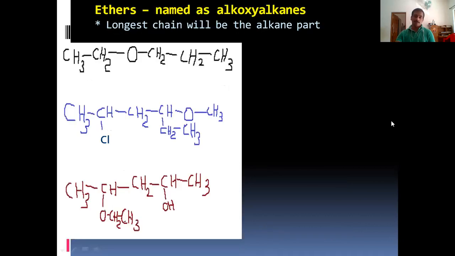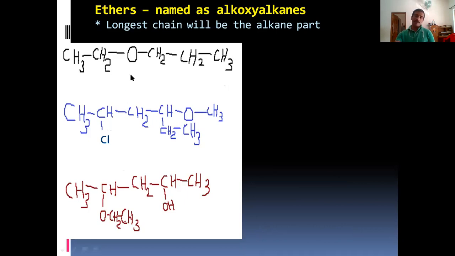Now ethers. Ethers are named as alkoxy alkanes. The longest chain will be the alkane part and the shorter one will be the alkoxy part.